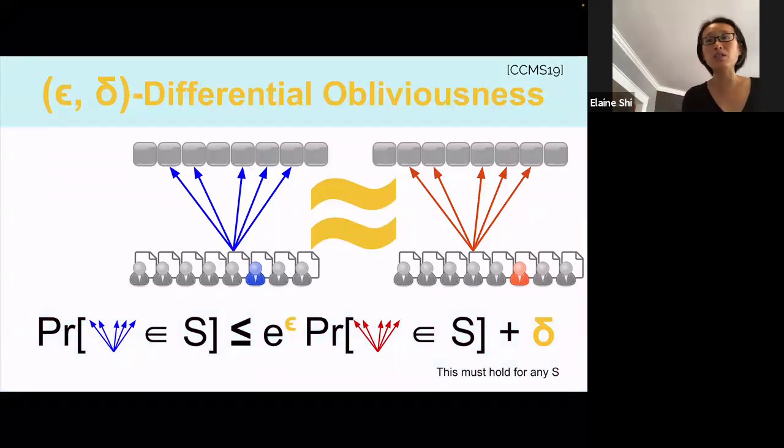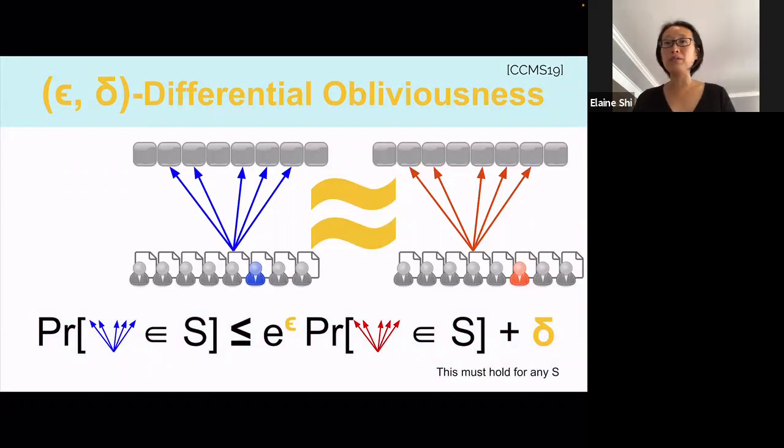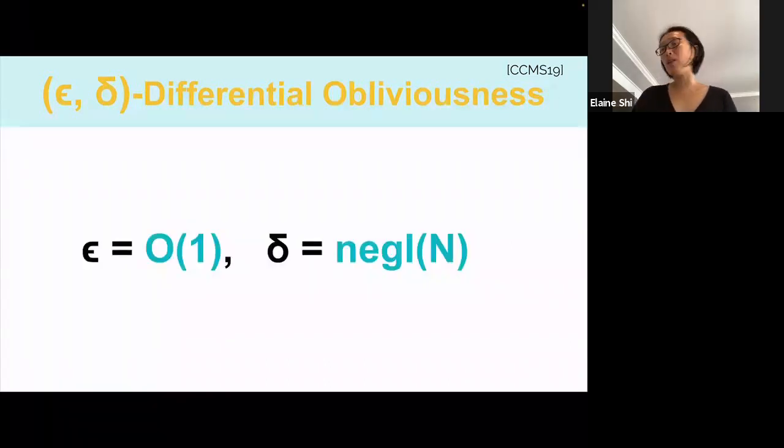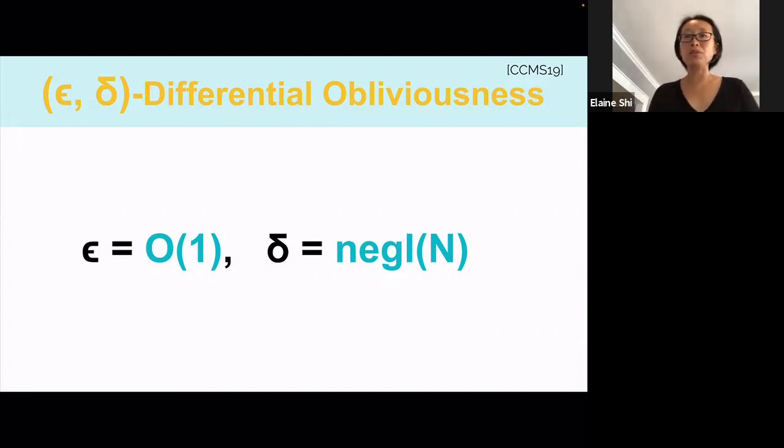So this is essentially the notion of epsilon delta differential obliviousness. For the rest of the talk, we are going to assume epsilon is some constant, and delta needs to be some negligible function in n, which is the input size. And these are basically the typical parameters we use in this line of work.